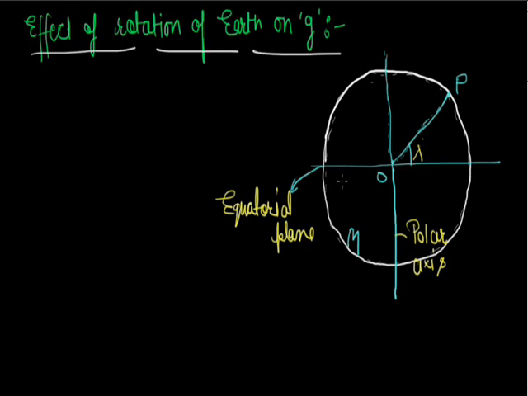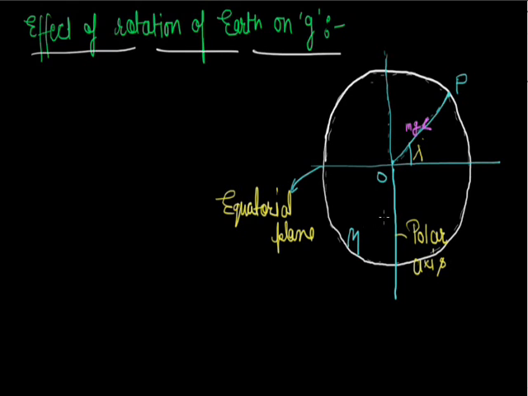If we neglect the rotation of Earth, then at point P, the acceleration due to gravity due to Earth will be towards the center, and it will be simply mg. Suppose an object of mass m is placed at point P. So in the absence of any rotation of the Earth, the force due to gravity on this mass will be mg, and its direction will be toward the center.